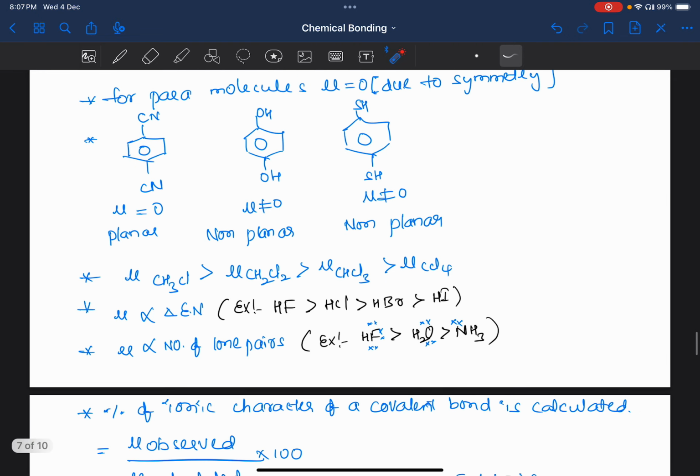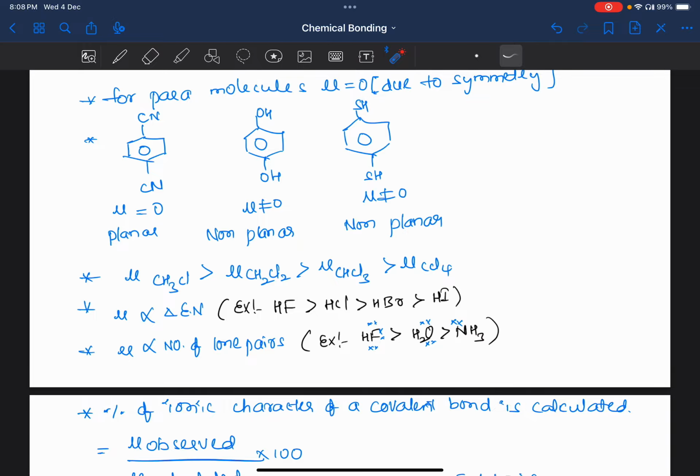Some more examples are also given. The dipole moment of chloromethane is always greater than that of dichloromethane, which is greater than trichloromethane, which is greater than carbon tetrachloride. See the structures and then you will get that.